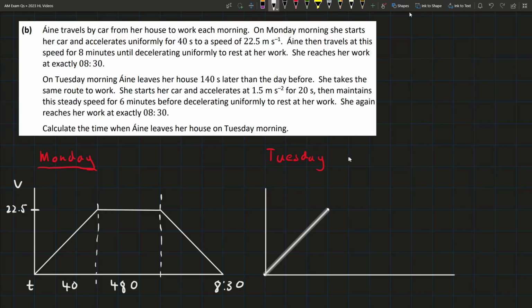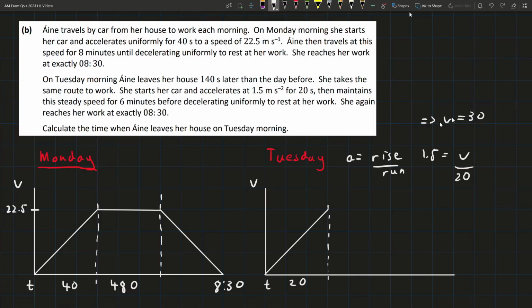So remember, acceleration is just going to be the slope, the rise over the run. And we know the run is the horizontal, and that's 20 seconds, because remember, the x-axis represents time. So a is 1.5 equals the rise, which is basically just the velocity, over the run, which is 20. So 20 times 1.5 means that v is equal to 30. So once she gets to here, she's going at 30 meters per second.